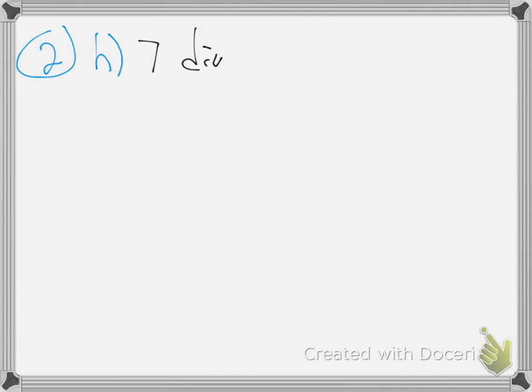7 divisors. Smallest number with 7 divisors. So how many ways are there to make 7? Just one way. 1 times 7. So it's just going to be p to the 6. It's just going to be 2 to the 6. 64, done. So those ones are simple. Numbers like 7 are numbers where there's only one way to do them.